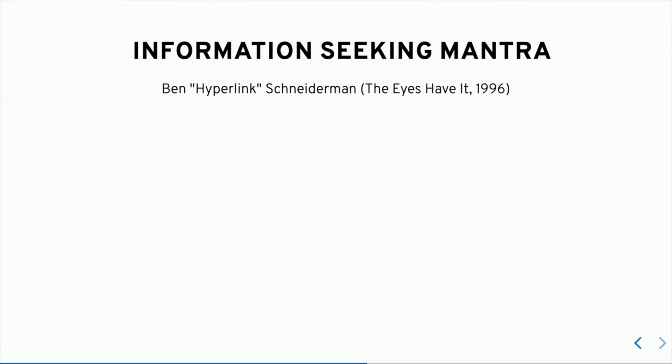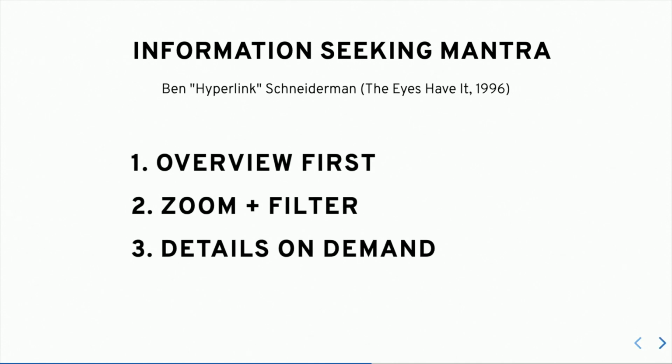So an academic way to talk about this pattern is the information-seeking mantra coined by Ben Shneiderman in 1996. It has 3 parts: overview first, zoom and filter, and details on demand. You've probably already noticed it in the apps that you use today.